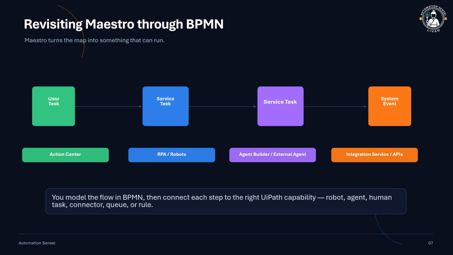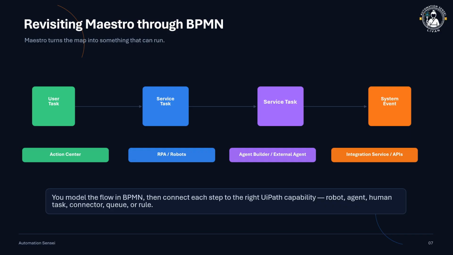Now let's connect BPMN back to Maestro. Maestro uses BPMN to model the business process. For each part of the BPMN workflow, we can connect it back to the right UiPath capability at the backend. For example, let's say an invoice processing use case where the first step is to read the email and download the attachment. You can connect it to a service task, which in the backend you can connect to an RPA automation, right?